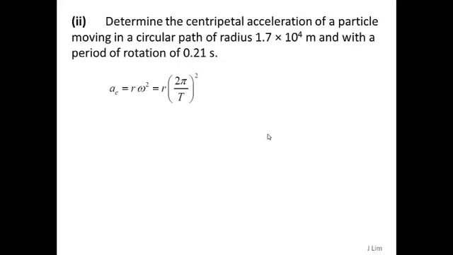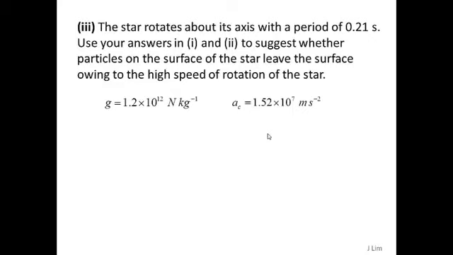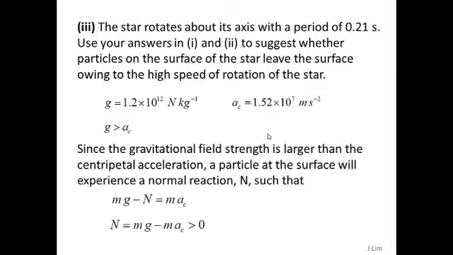Okay, for such a particle, acceleration is equal to r omega square. Omega is 2 pi over period. So we have the acceleration to be 1.52 times 10 to the power 7 meter per second square. So g is 1.2 times 10 to the power 12. a is 1.52 times 10 to the power of 7. So obviously g is much larger than the acceleration, the centripetal acceleration.